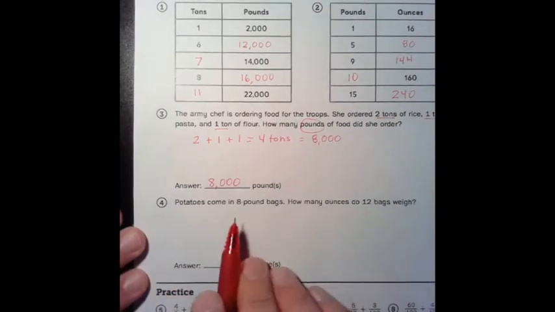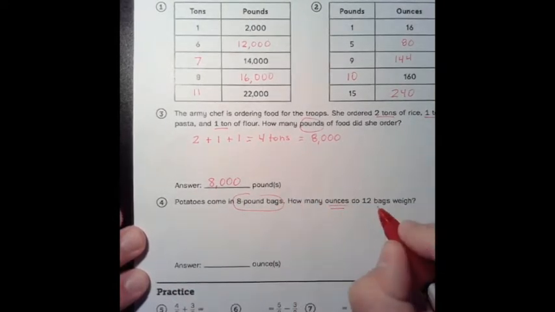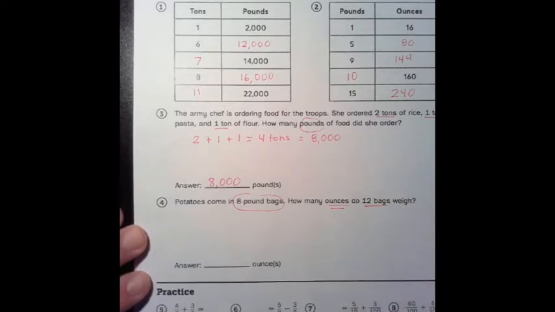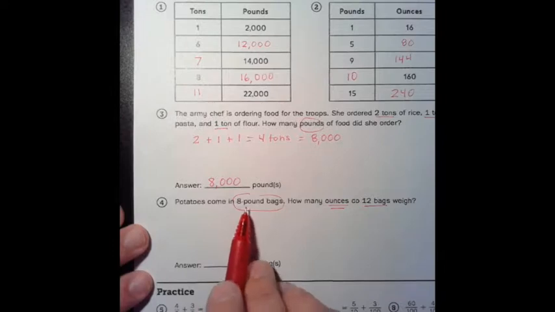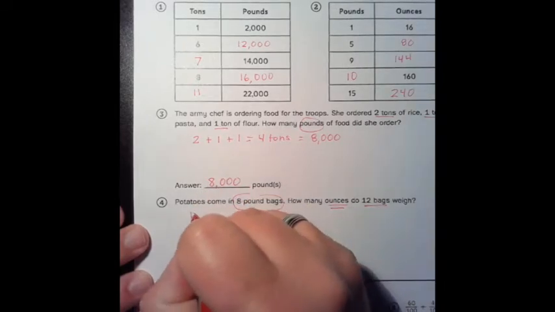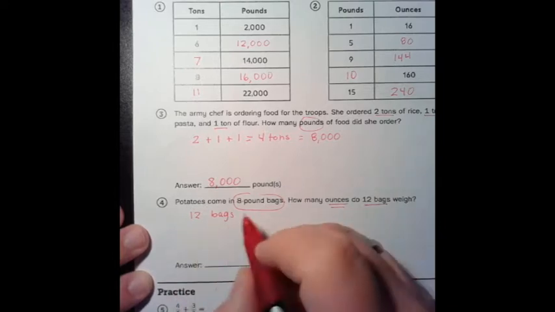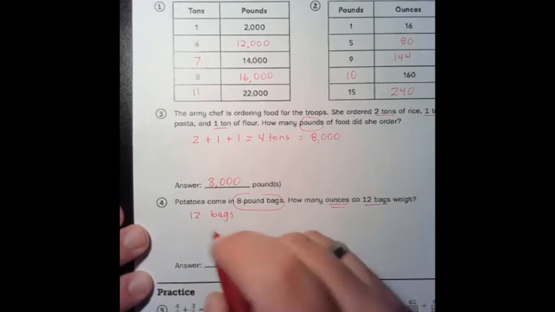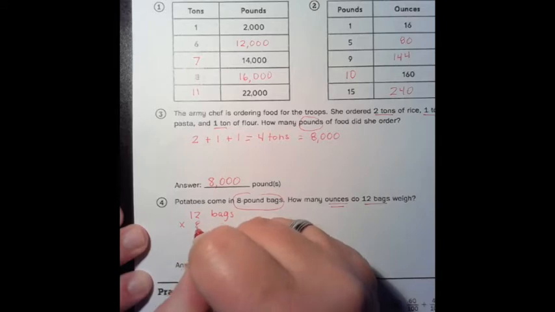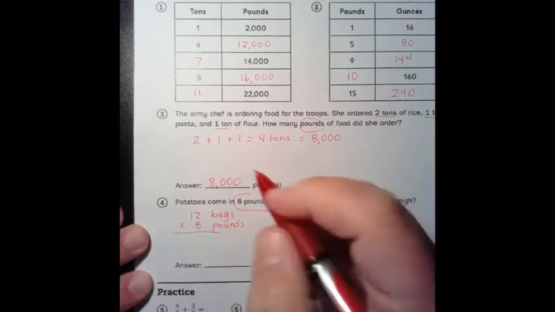Potatoes come in 8-pound bags. How many ounces are in 12 bags? So this one's a little more complicated than that first one. So first of all, we got to figure out how many total pounds we have. Well, we have 12 bags, and each of them weigh 8 pounds. So to figure out the total amount of pounds, we've got to go 12 times 8 pounds. And that'll give us the total amount of pounds.